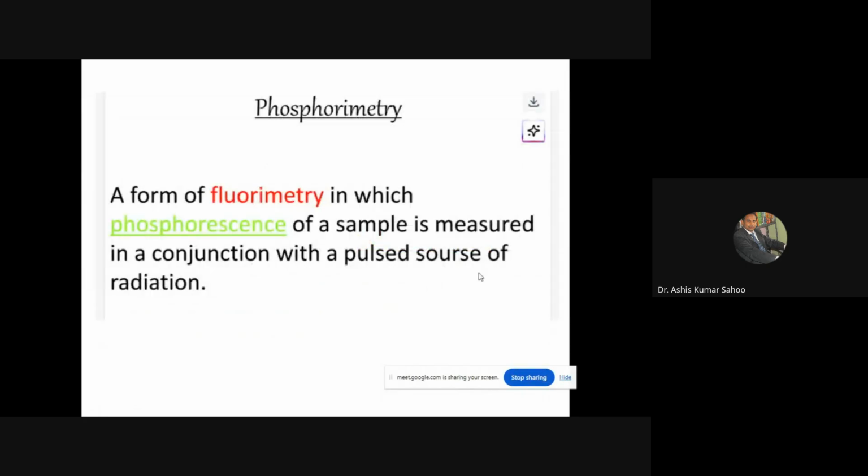Phosphorimetry is a form of fluorimetry in which the phosphorescence of a sample is measured in conjunction with a pulsed source of radiation. So like fluorimetry, the phosphorescence of a sample can be measured. This is known as phosphorimetry.